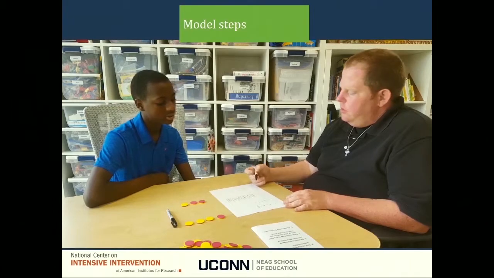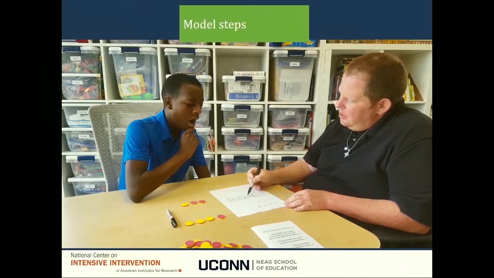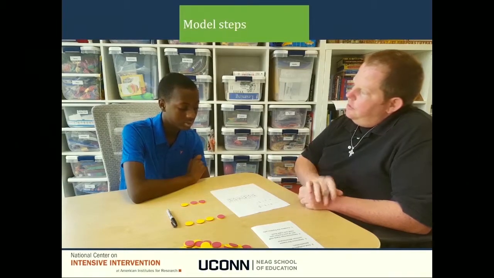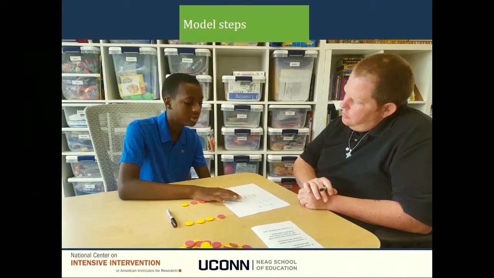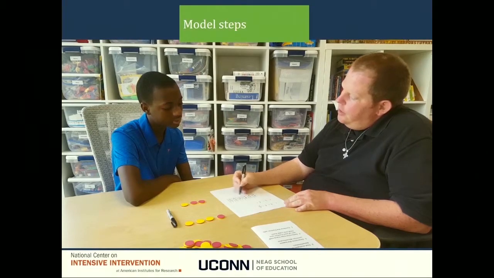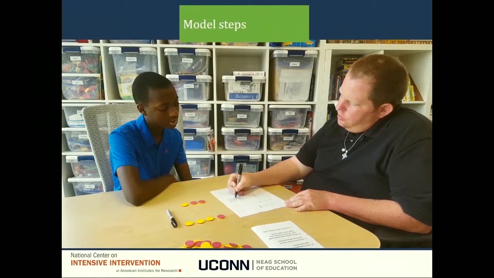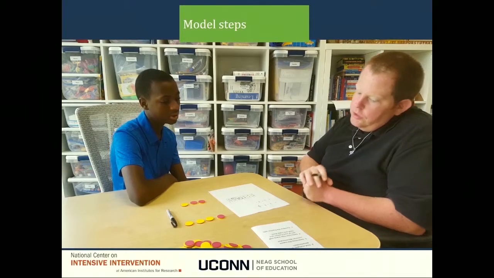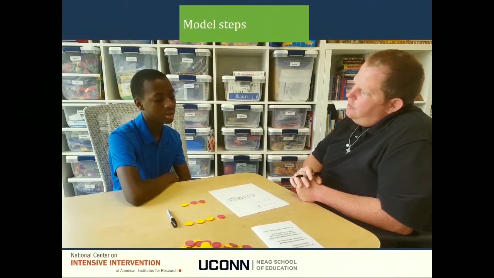Lowest common denominator, good. So we have all these multiples of the two denominators, and we have to find the numbers that are the same, okay? So which number do both of these lists have in common? 12. 12, so they both have 12s in common, right? Good, so let's circle those numbers, 12 and 12. All right, so we found the lowest common denominator, and so what do we do after that?